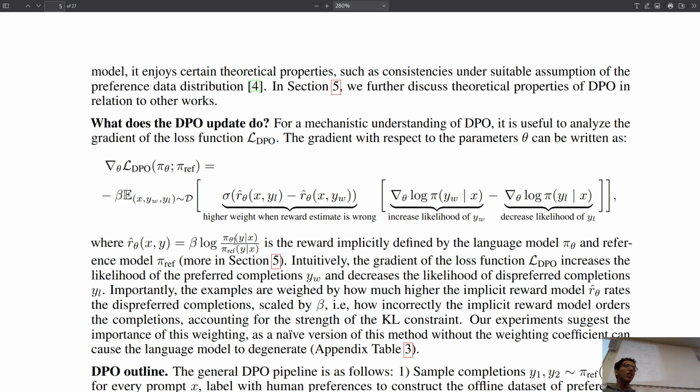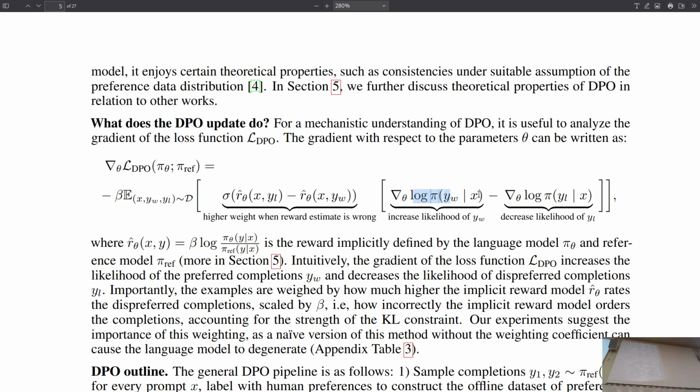And that's really all that we need, because we get a higher weight when the reward estimate is incorrect. We want to increase the likelihood of the winner and decrease the likelihood of the loser. Fundamentally, it's not doing something that feels insane, but it is internally embedding the reward function, which is what makes it so efficient. But it says higher weights when the reward estimate is wrong. Yeah, higher weights when the reward estimate is wrong.